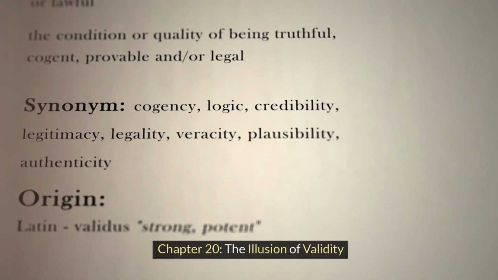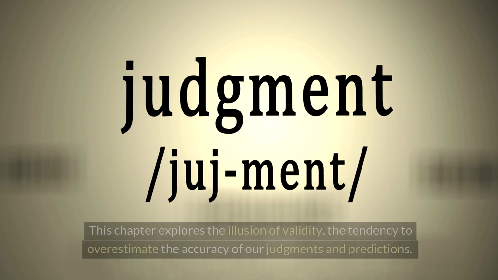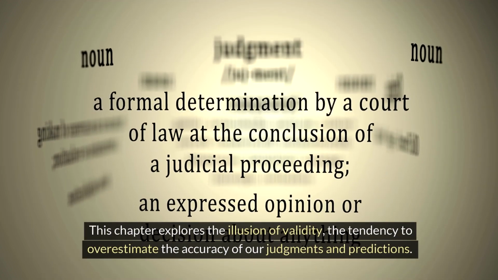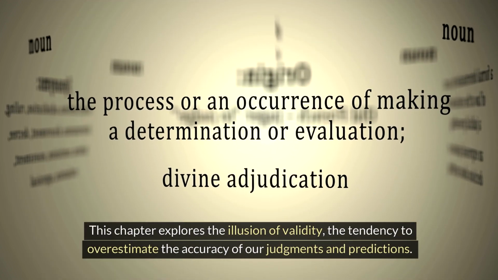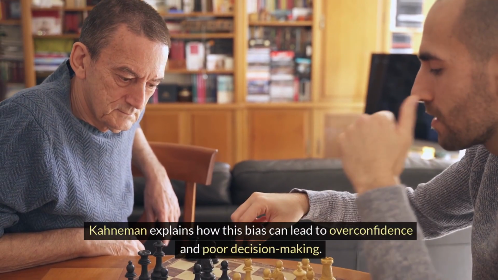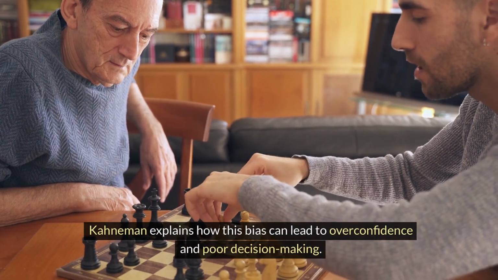Chapter 20, The Illusion of Validity. This chapter explores the illusion of validity, the tendency to overestimate the accuracy of our judgments and predictions. Kahneman explains how this bias can lead to overconfidence and poor decision-making.